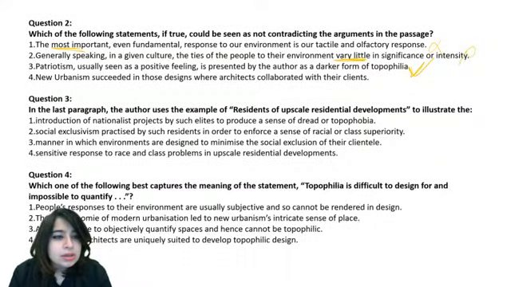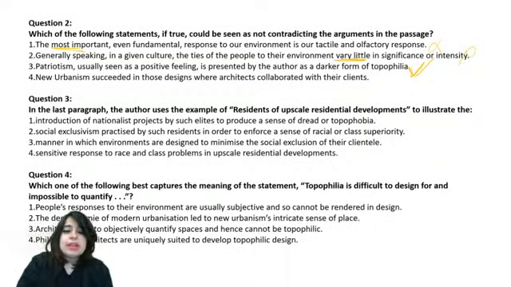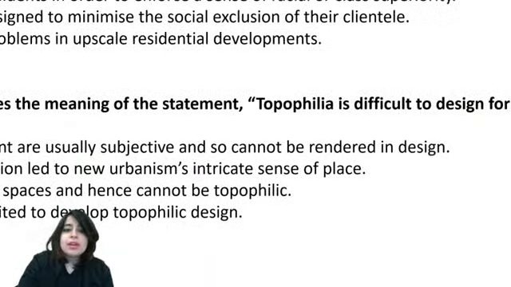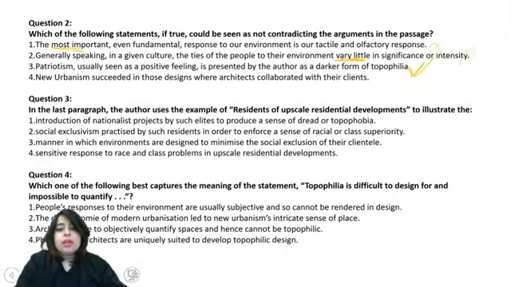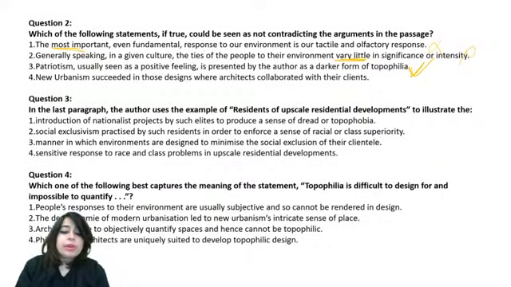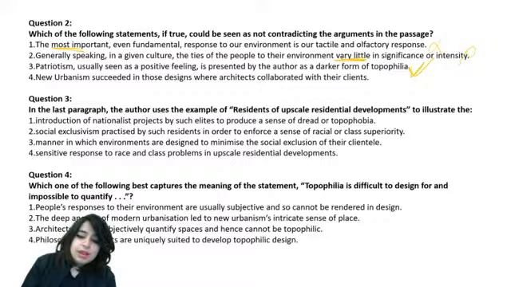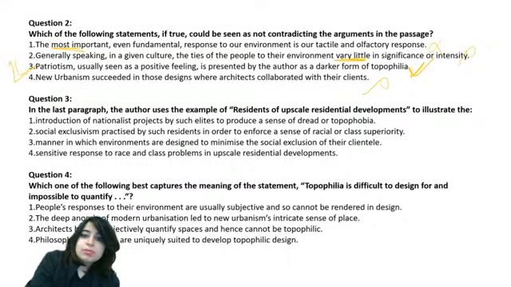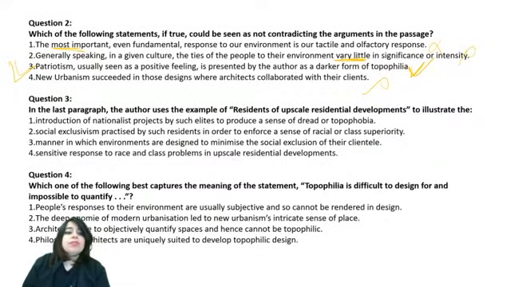The fourth option here says new urbanism succeeded in those designs where architects collaborated with their clients. This is also going to be ruled out because it goes against what my author has to say. So the answer here would be the third one. It was a tricky question, but it can be handled. If you have a deeper understanding of the passage, it might not be that difficult.